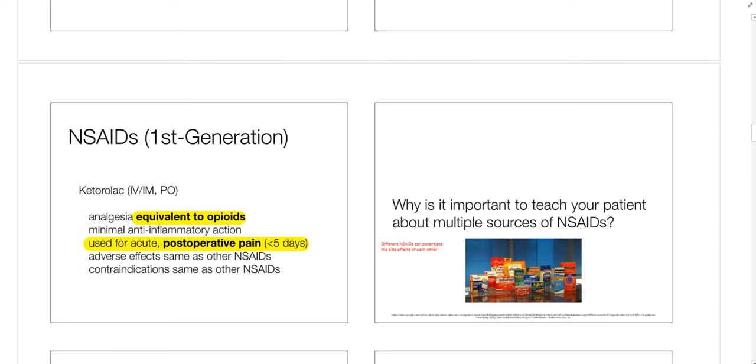Ketorolac is going to be a powerful version of NSAIDs. It's basically the same as the other ones, except it is more powerful, equivalent to opioids, which is great. Not so great with the anti-inflammatory, but we don't need that because all we are ever going to use it for is post-operative pain within that 5-day spectrum after surgery. Everything else is the same.